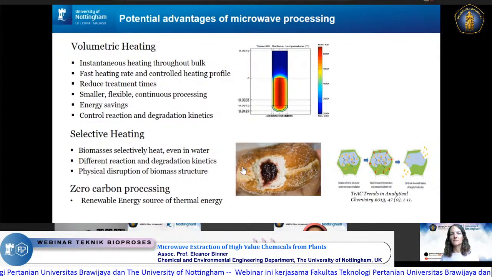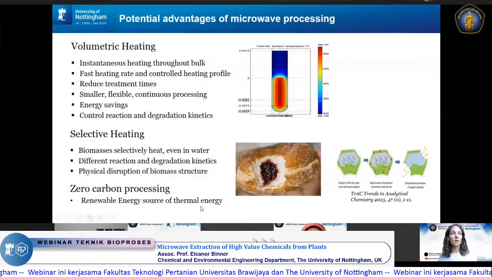So many people think this effect can lead to physical disruption by, for example, the generation of steam within biomass. Now, a lot of my research area is focusing on looking at this. So we may have the potential to actually physically disrupt these mechanisms, and this increases the yield or maybe reduces the extraction time when we're talking about extraction, which is what you're all interested in.